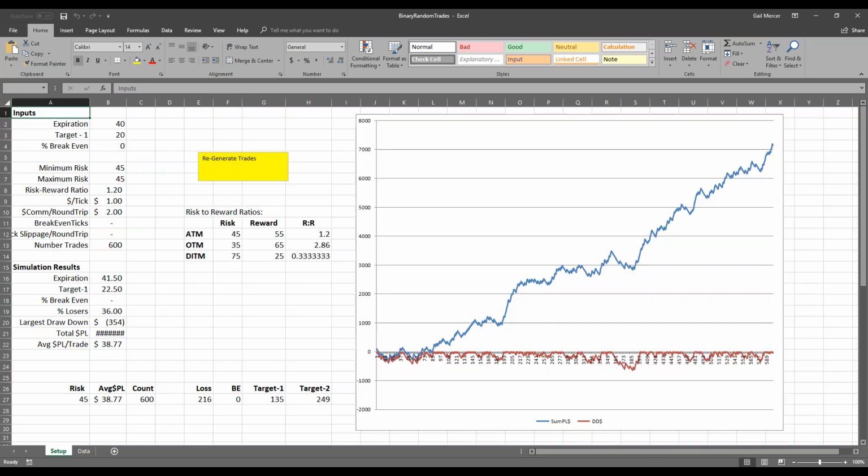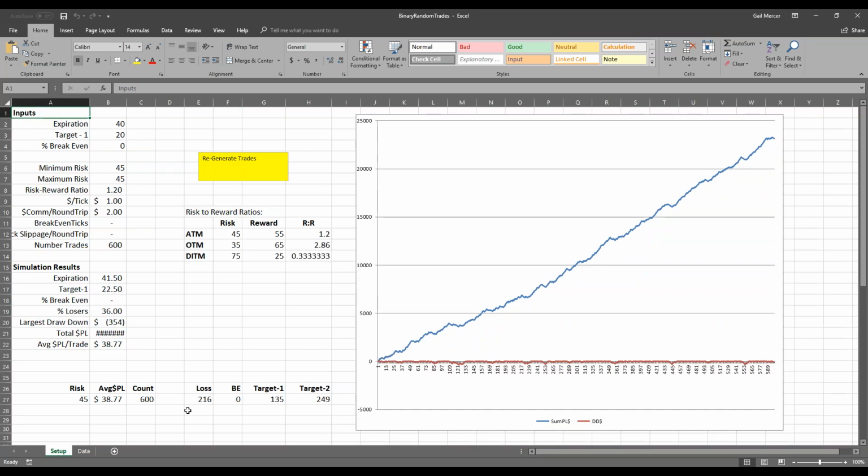Okay, so let's regenerate the trades again. Now if we have 20% that we take a profit on, and then we allow expiration on another 40, then you get a nice equity graph. But the issue here is, what are we going to do for risk to reward? You can't do 1.2 on this 20%. So let's divide it by 2 and say a 0.6.